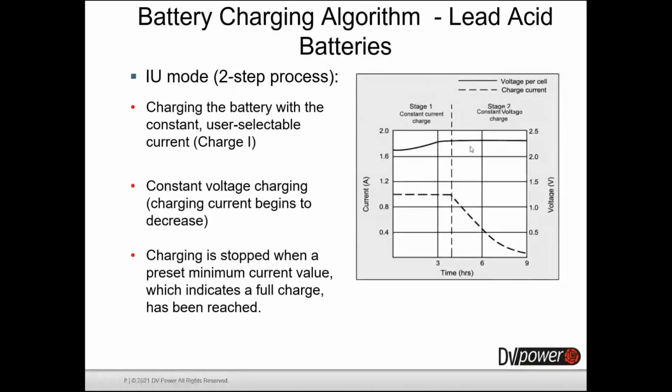When the boost voltage level is reached, then we are entering the second stage of the charging process. It's constant voltage charging, and during that process, the battery charger keeps the voltage at the predefined boost voltage level, and the current slightly decreases. Charging is stopped when a pre-selected minimum current value, which indicates a full charge, has been reached. That is a really low value. That is a value below 0.5 amps.